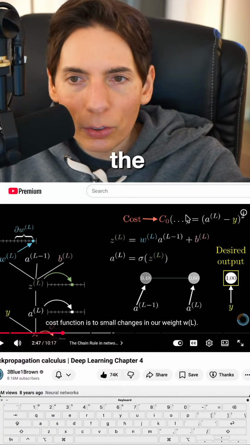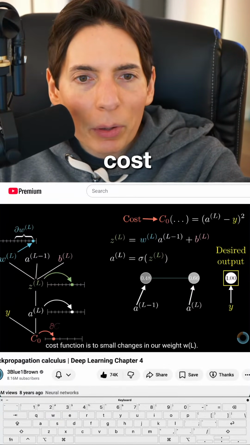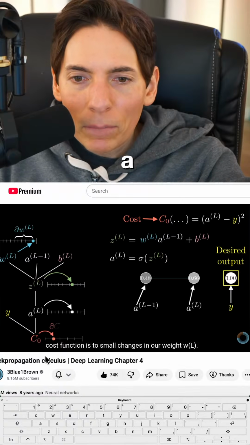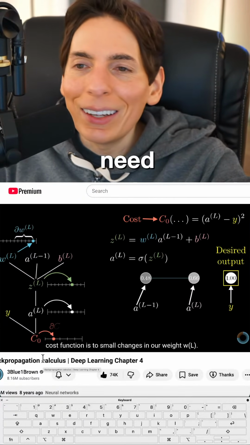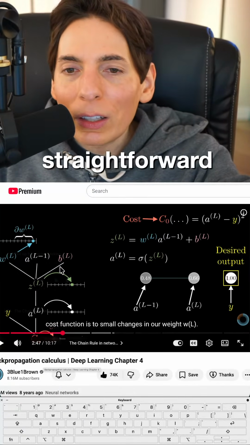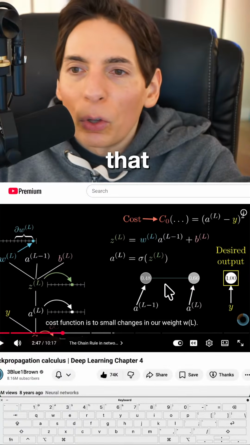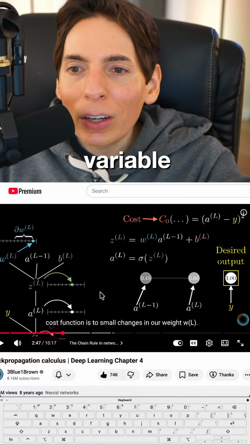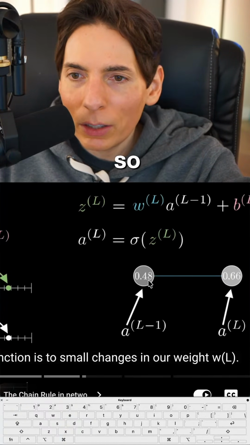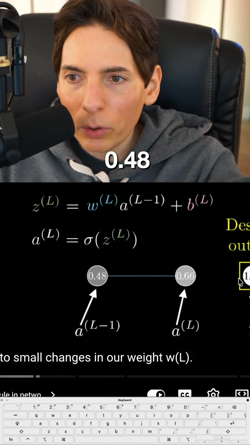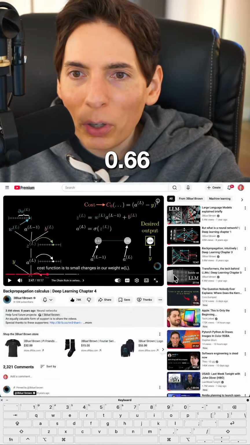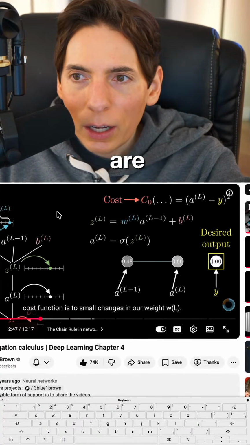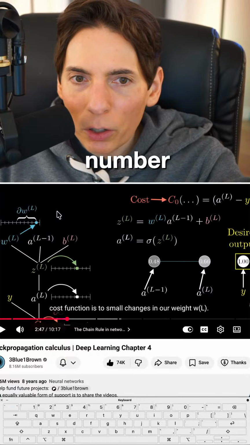So here's the cost. I'm barely in calculus AB. Hey, it's okay. You don't really need to. It's actually pretty straightforward. There's a lot of variables floating around here. All you've got to do is put a number in. You see right here, there's a number like 0.48 and a number 0.66. Just put a number where all these variables are, and you'll be fine.